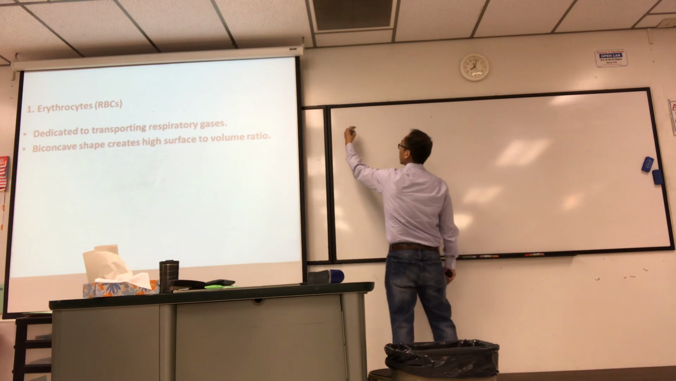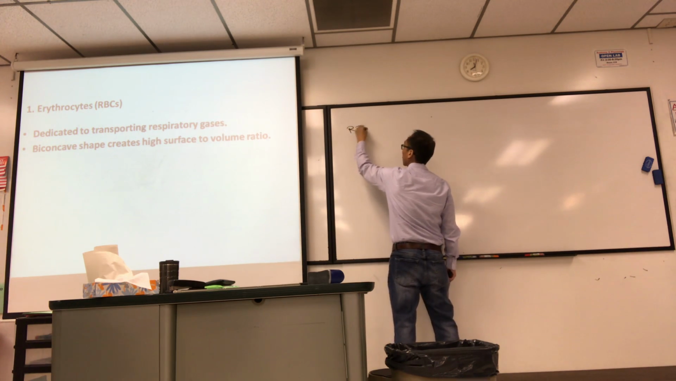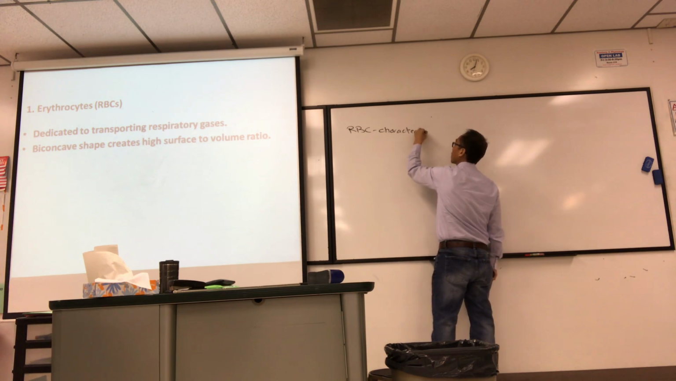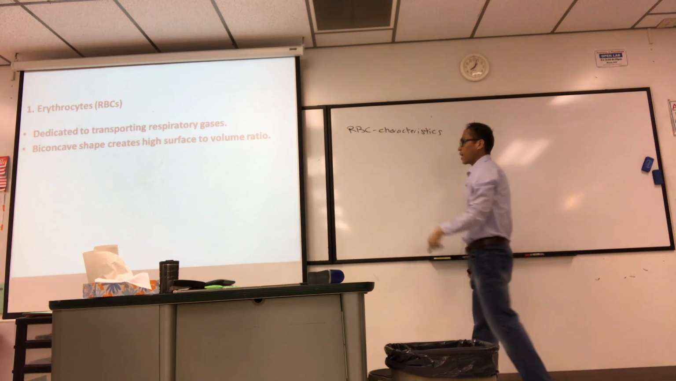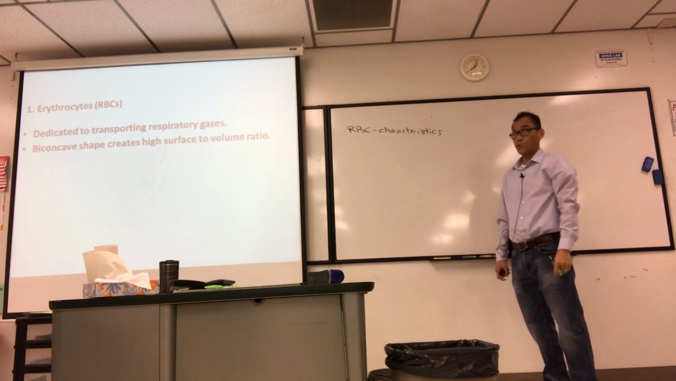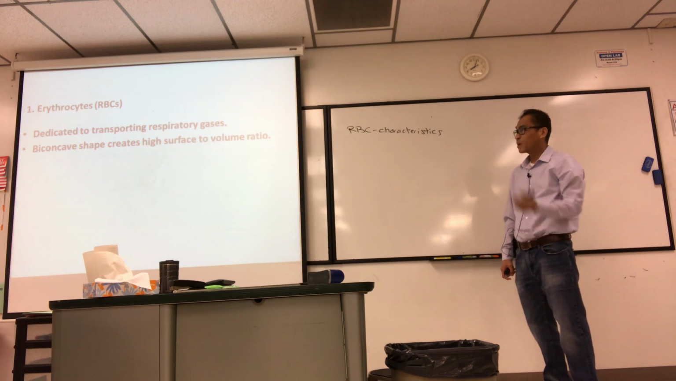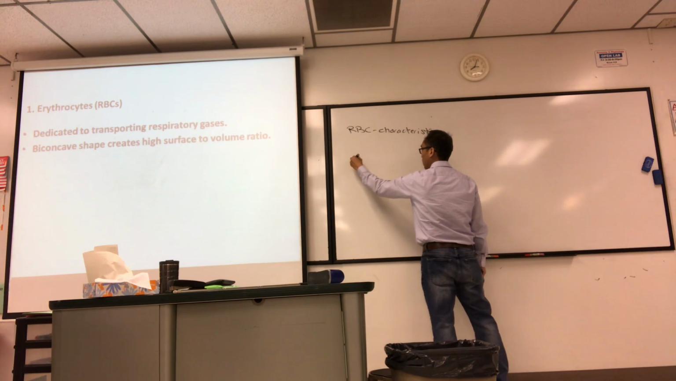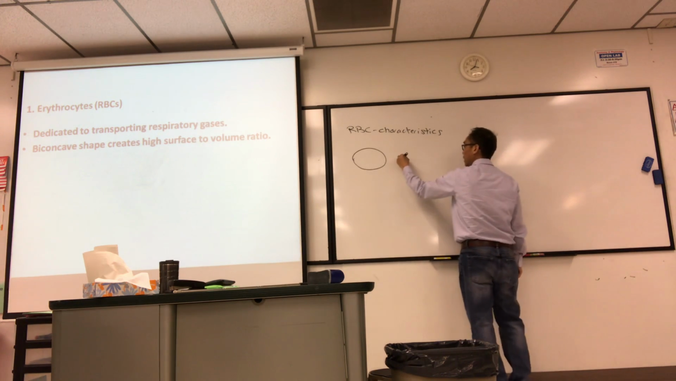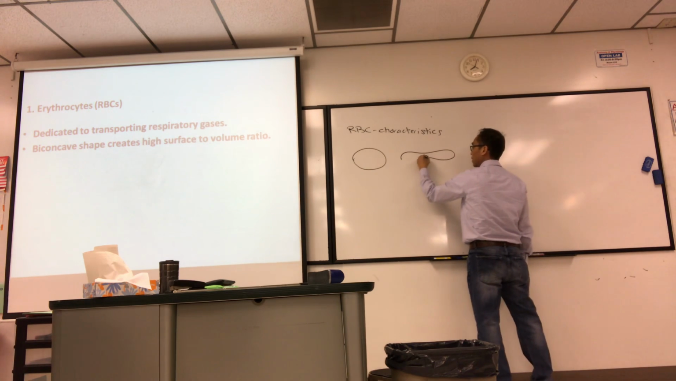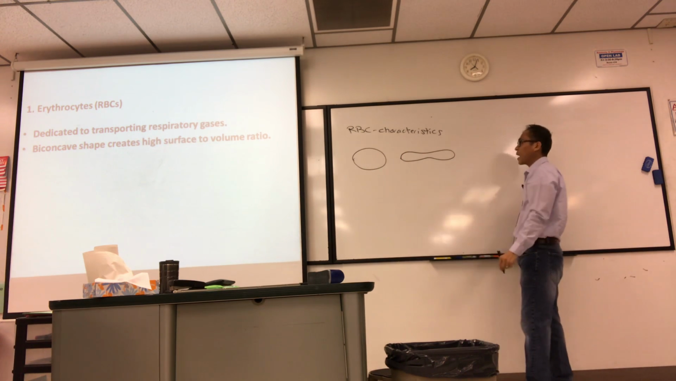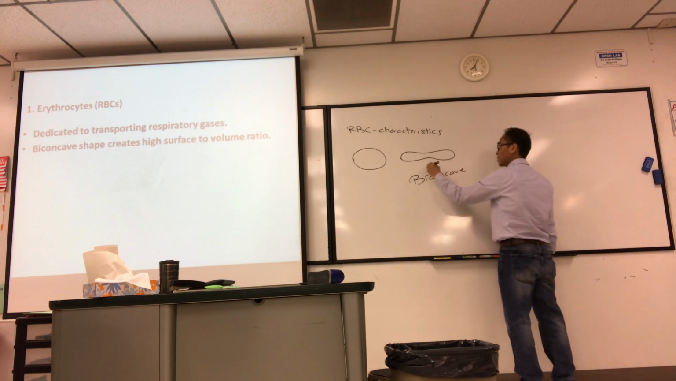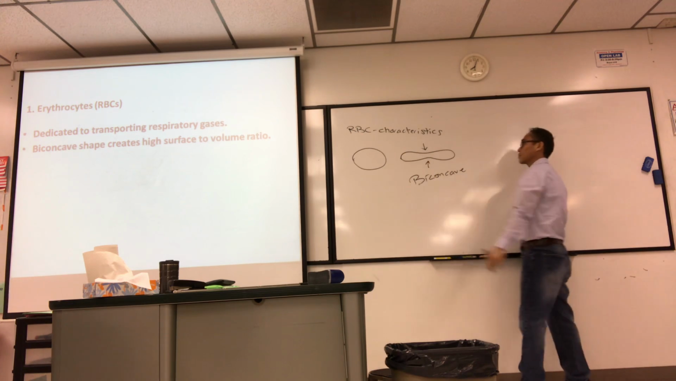RBC characteristics. We just said a few: they have no nucleus, no organelles, and are just bags of hemoglobin. This biconcave shape: if you look at it from the side, instead of being a regular round cell, it's kind of like that, biconcave, because it curves in on both sides.